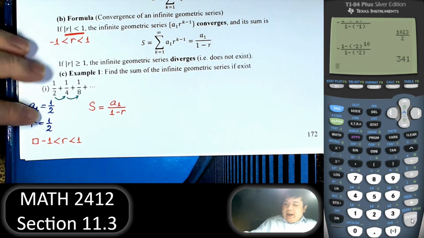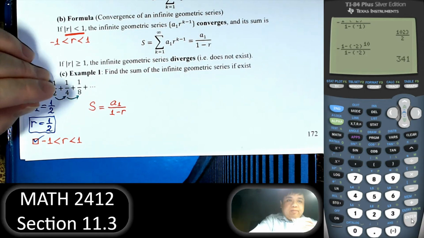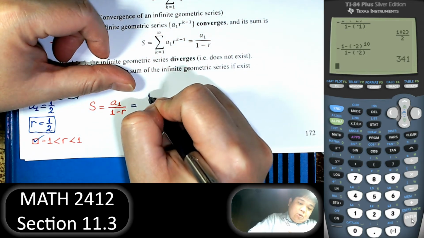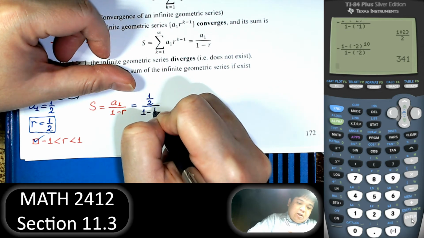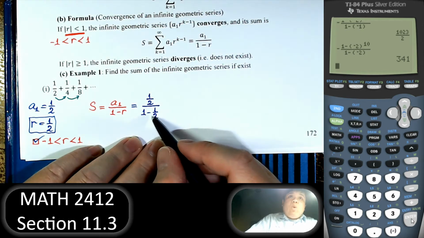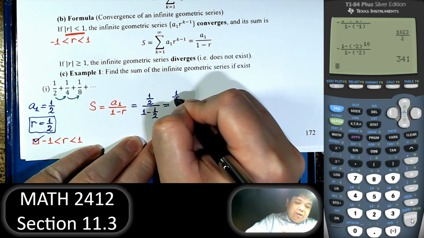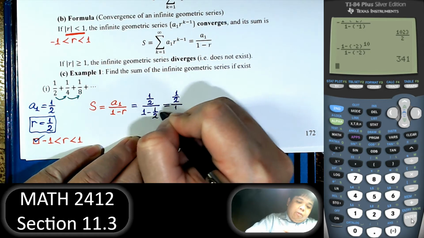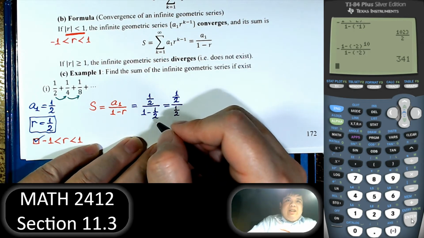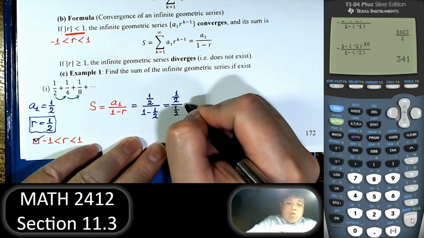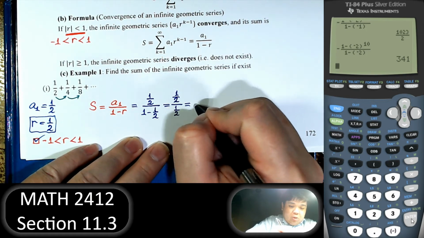And r equal to 1/2. So yes, we check that box. The first term is 1/2 over 1 minus the ratio, 1/2. 1 minus 1/2 is also 1/2. So we have 1/2 on the top and 1/2 at the bottom. 1/2 divided by 1/2. Of course, a number divided by itself is 1. Or you multiply by the reciprocal, 1/2 times 2, also 1. But either way, it is 1.